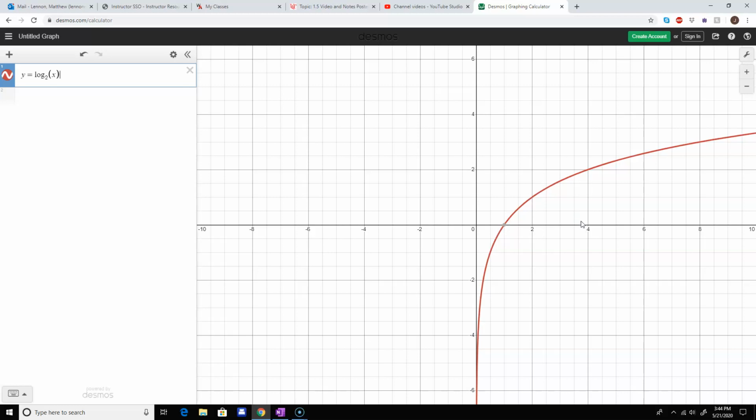At 4, which is 2 squared, we get a y value of 2. And if you went all the way over to 8, we get a y value of 3. Similarly, if you go to 1/2, we get a y value of -1. 1/4, we get a y value of -2, and so on.